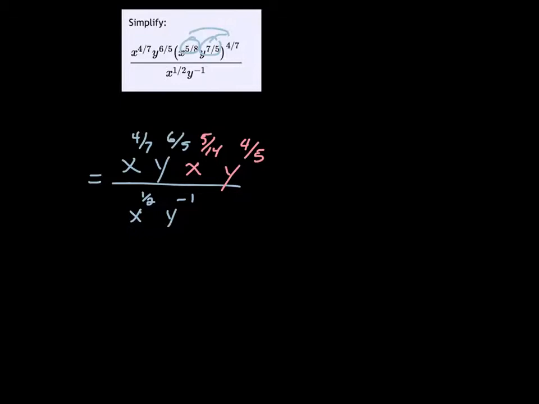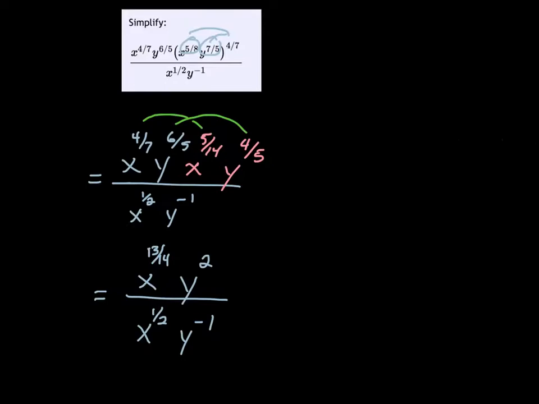Now what I'm going to do is just combine the factors with common bases up in the numerator here. So I'm going to put these x factors together. When I do that, I'm going to add their exponents, and then the same thing with the y's here. When I add the exponents for the x's, I get 13/14. And when I add the exponents for the y's, I get 2/1, or just 2. And I still have this x to the 1/2 and y to the -1 down in the denominator.